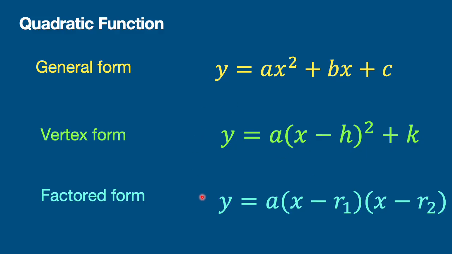You can see the differences between the three forms: general form, vertex form, and factor form. Each form has its own characteristics or features. Let's see how to use the different forms to figure out the characteristics of a quadratic function. Before we talk about the characteristics, let's quickly review the transformation of graphs.